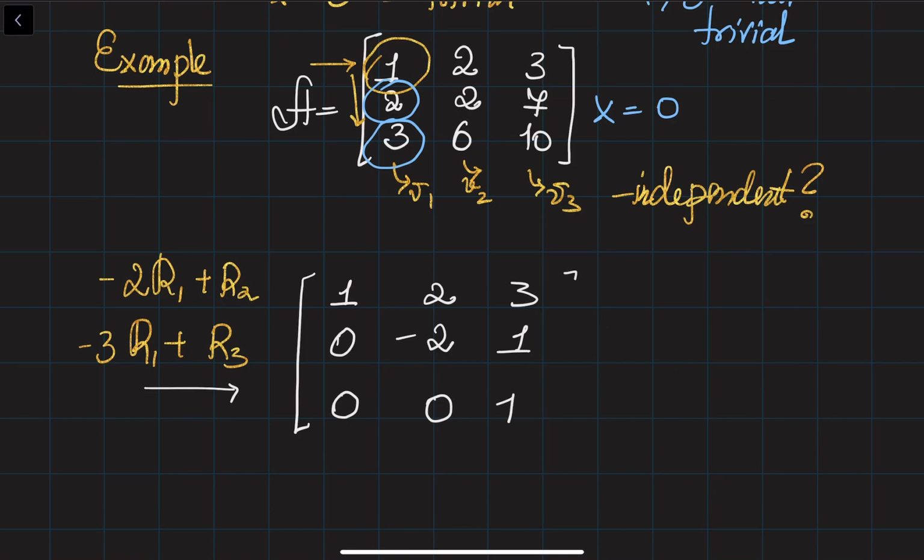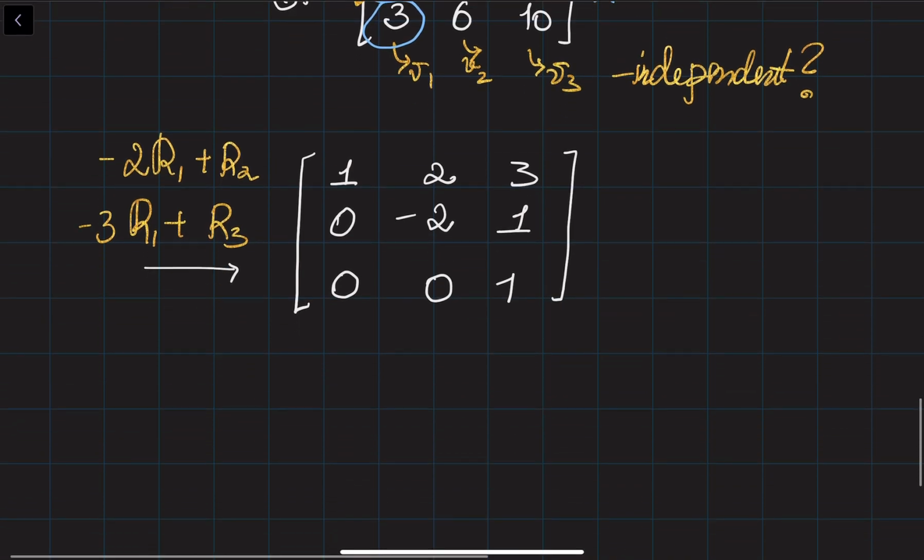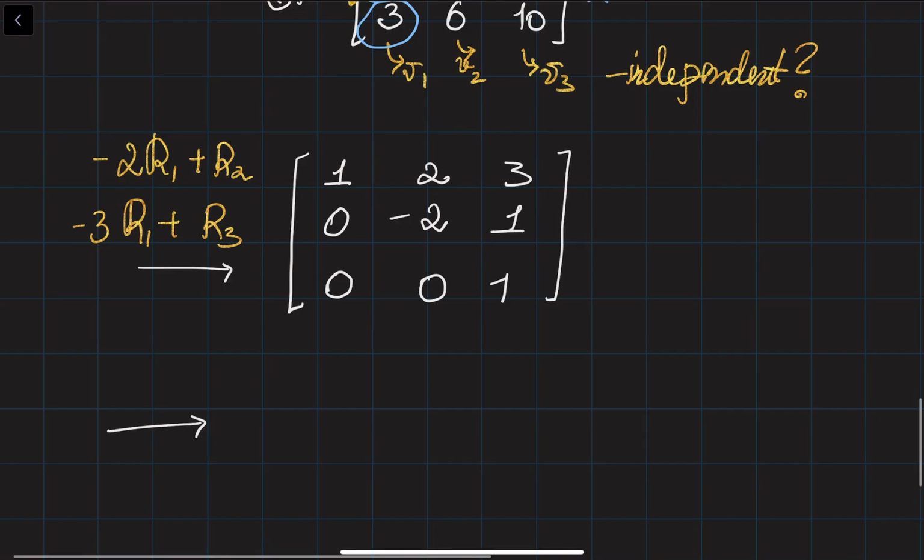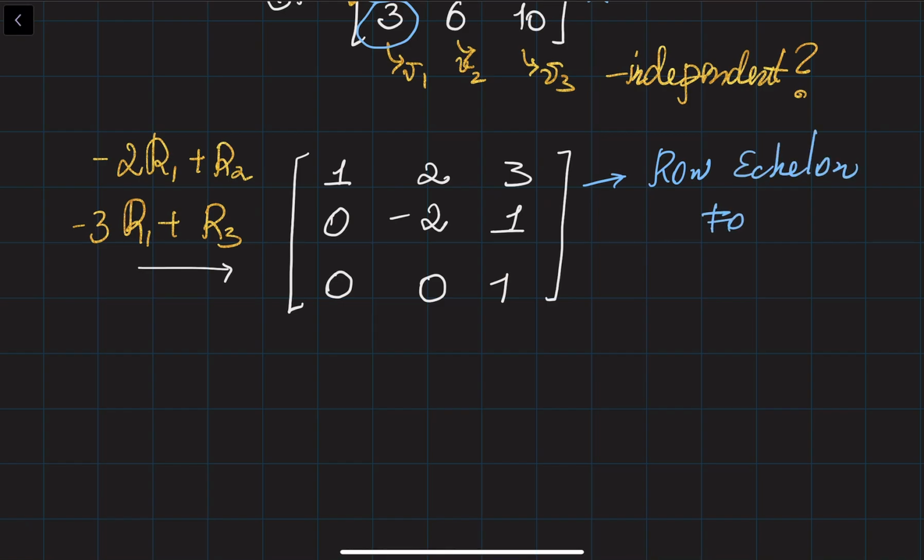So essentially, it is really easy for us to bring this to the row echelon form, right? What we have to do now is make this minus 2 equal to 1. Oh, it's already clear that this matrix is already in the row echelon form. And we can try to solve this equation, right?